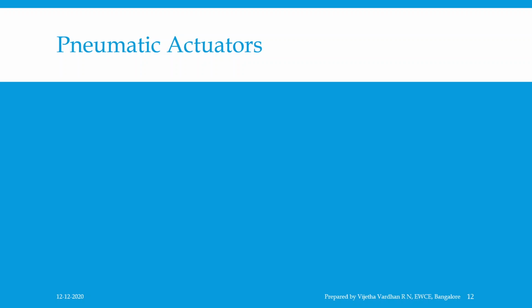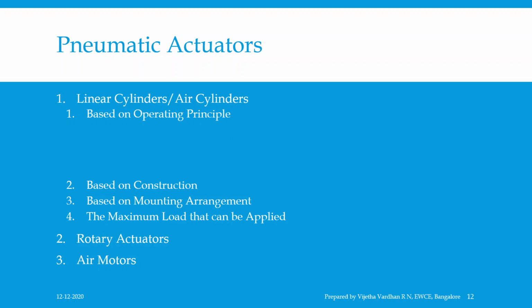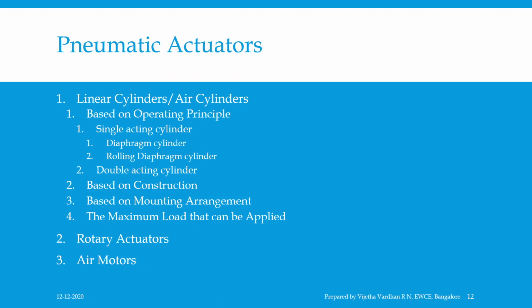Now let us understand the classification of air cylinders. Pneumatic actuators, as we already discussed, are linear cylinders or air cylinders, rotary actuators and air motors. This linear cylinder will be subclassified based on operating principle, construction, mounting arrangement and the load that can be applied. On the operating principle, it could be either single acting or double acting. Even single acting will be either diaphragm or rolling diaphragm type. Each and everything we are going to discuss in the following slides.